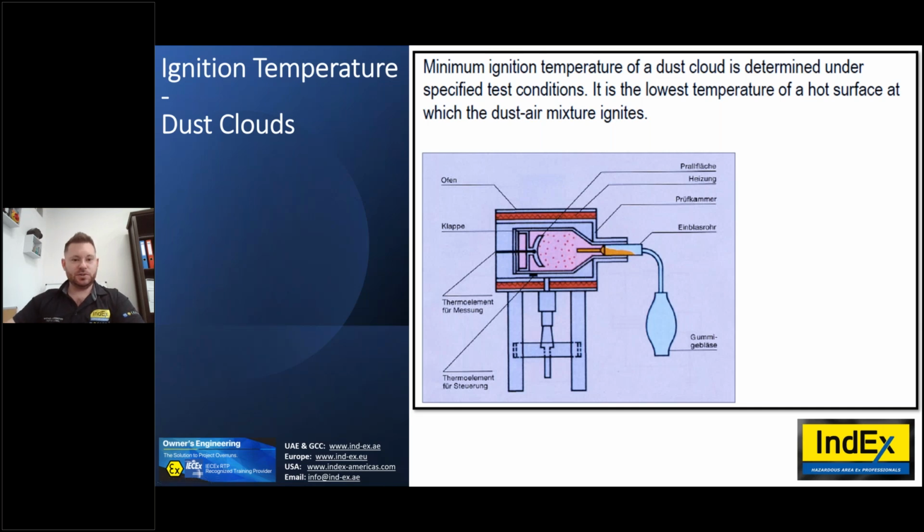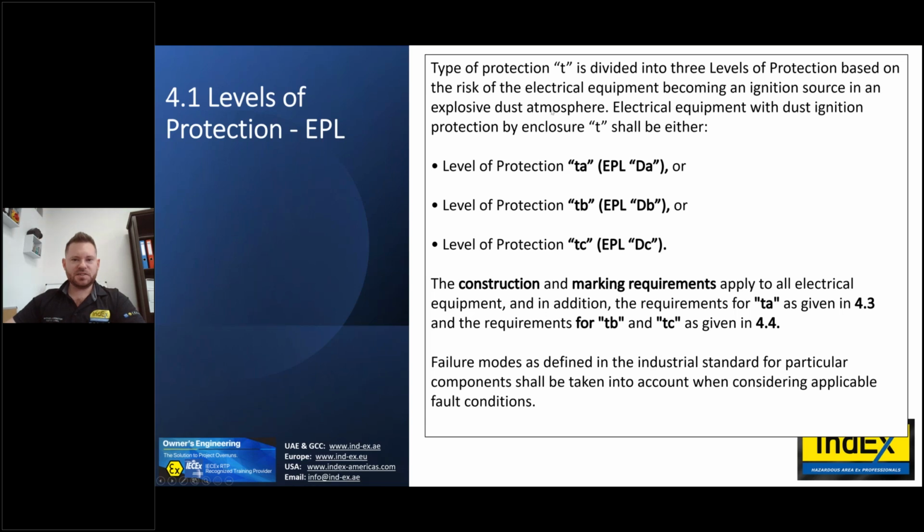So when we get into the -31 standard, EXT is divided into 3 levels of protection: TA, TB, and TC, which correspond with the EPL. With the EPL, we can see that TA is good for dusts DA, zone 20, while TB is good for DB and TC is good for DC. Now there are construction and marking requirements for each one of these. TA is more stringent. There are failure modes in the industrial standard for particular components that shall be taken into account when considering applicable fault conditions.